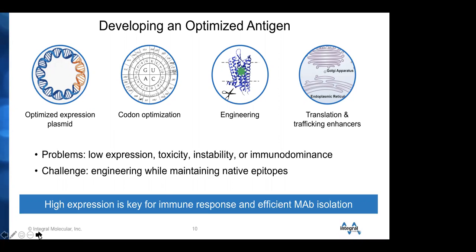Engineering may be necessary to remove toxicity, improve expression, and possibly to remove or alter an immunodominant element in the protein to broaden the epitope coverage. But the challenge here, the real challenge, which our molecular biologists take on almost every day, is to engineer while maintaining native epitopes. That's still critical, even during engineering. And finally, consider using translation and trafficking enhancements in your constructs. And this is all because high expression is a key for a robust immune response and efficient antibody isolation. Next slide.